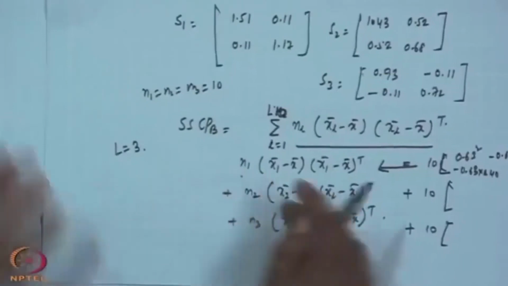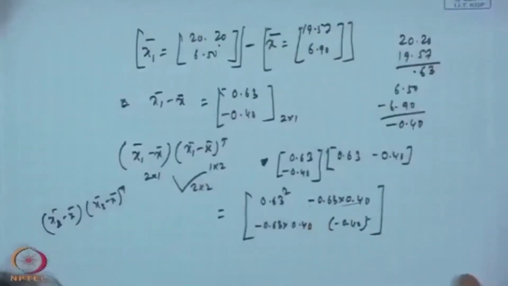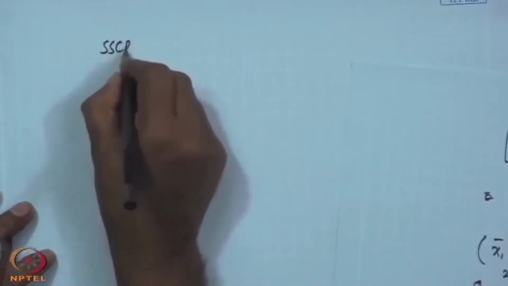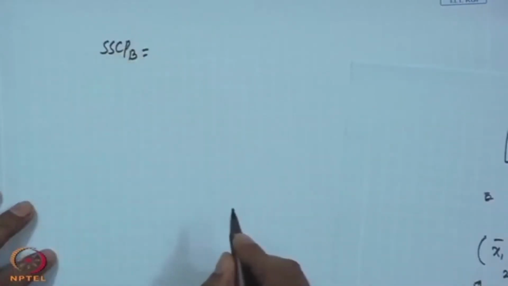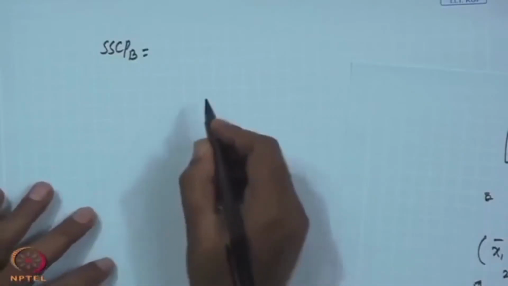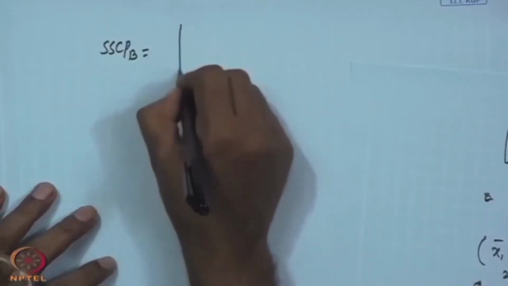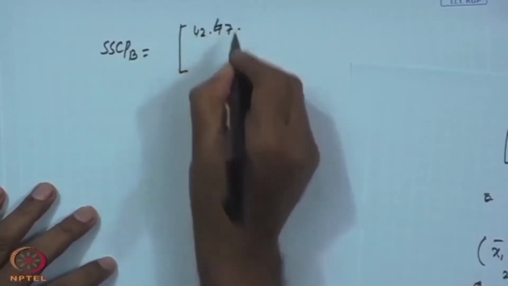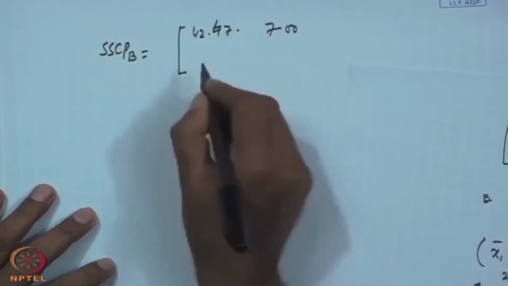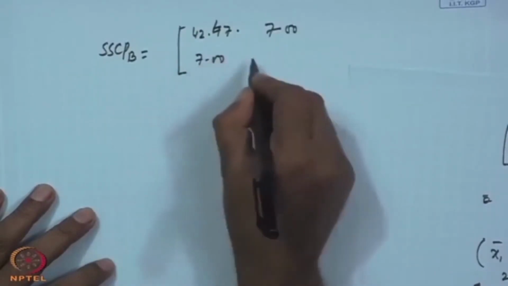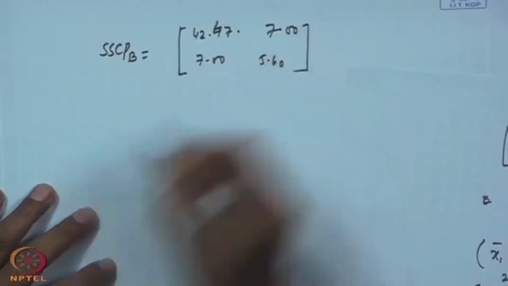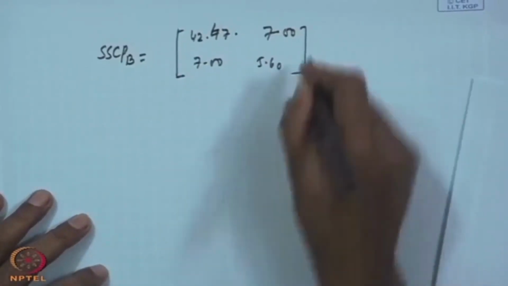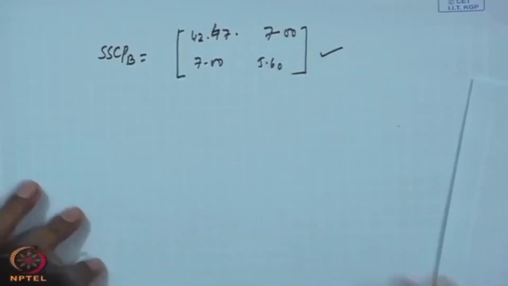So, the ultimate thing, that SSCP B, what you get here, SSCP B will be, we have computed, that will be your 42.47 and 7.00, then 7.00 and 5.67. So, SSCP B is calculated like this.